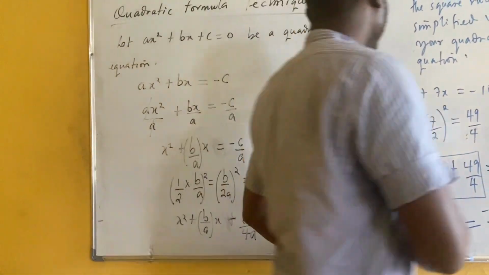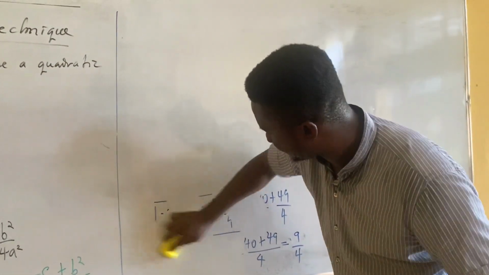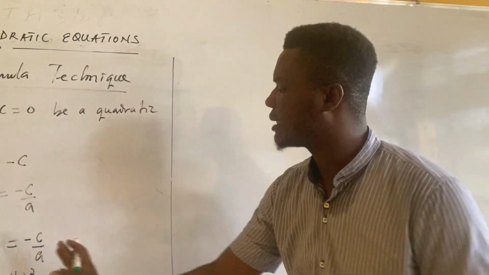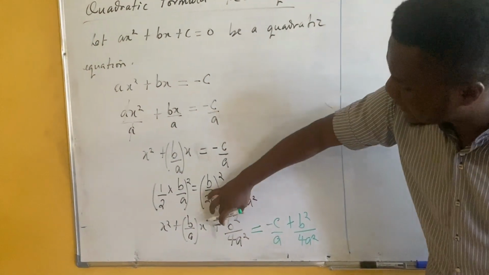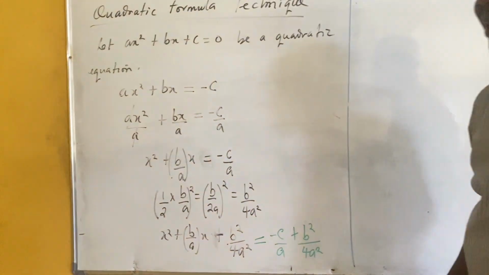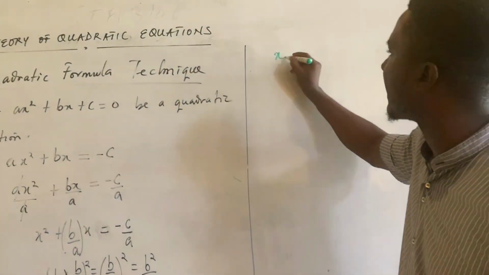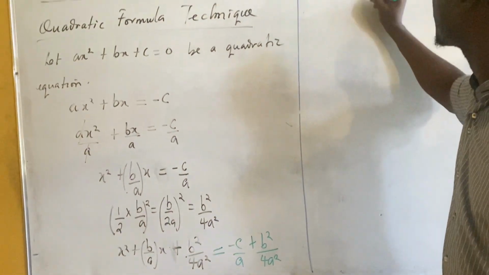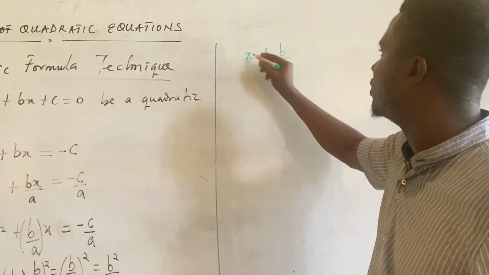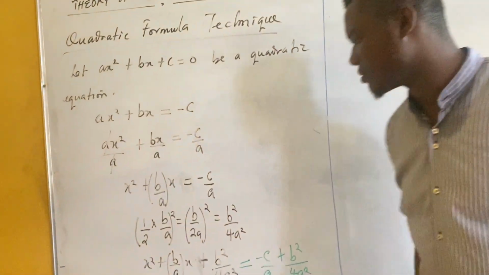Now let's come over here to continue the problem. For the left hand side, now that we have added b squared over 4a squared to this incomplete part of the quadratic equation, automatically that becomes a complete square, and a complete square is a perfect square. So I can now write x plus half of the coefficient of x, which is b over 2a, all squared. That is the representation of this, identical to that.